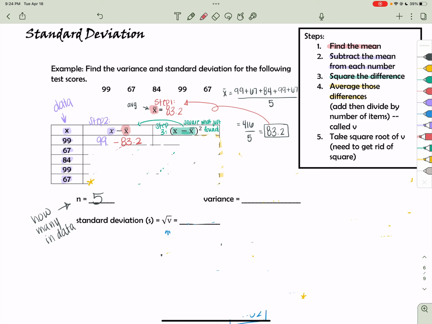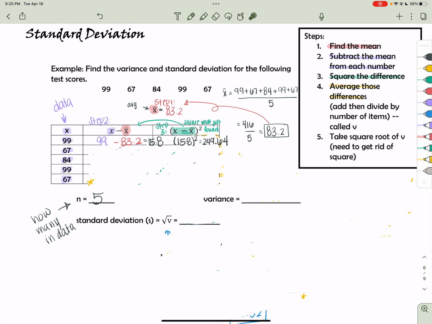And so the number I just found was 15.8. When I subtract those, and then I'm going to square it and get 249.64. Make sure that you do put these numbers in parentheses, especially if it's negative. That will matter in the end. This whole column should always be positive numbers.